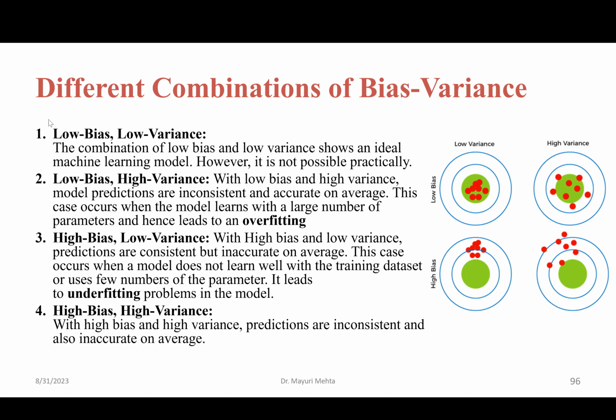And for the trade-off, a graph can also be drawn. If we decrease the variance, it increases the bias. And if we decrease the bias, it increases the variance, because they go in different directions. So if you increase the variance, it decreases the bias. And if you increase the bias, it decreases the variance. So this is the trade-off between these two parameters.